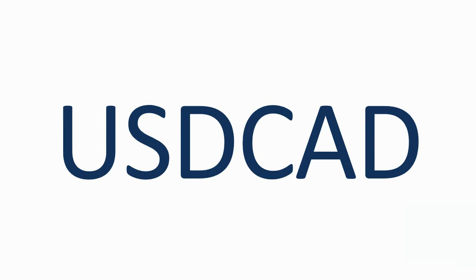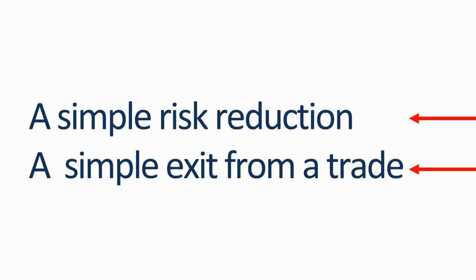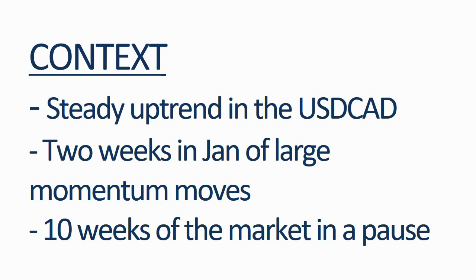And I want to focus on the term simple by using the US dollar Canadian dollar pair to highlight the following points. A simple pattern, a simple entry, a simple risk reduction, and a simple exit from a trade. And for this example, we're going to keep the context in mind. It's a steady uptrend in the US dollar Canadian dollar. It's 2 weeks in January of large momentum moves and 10 weeks of the market in a pause. Okay, that's just the context in general.